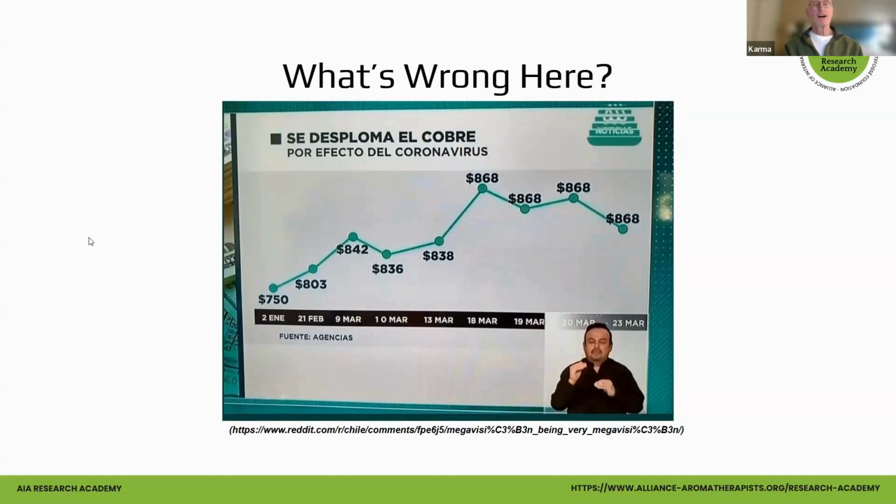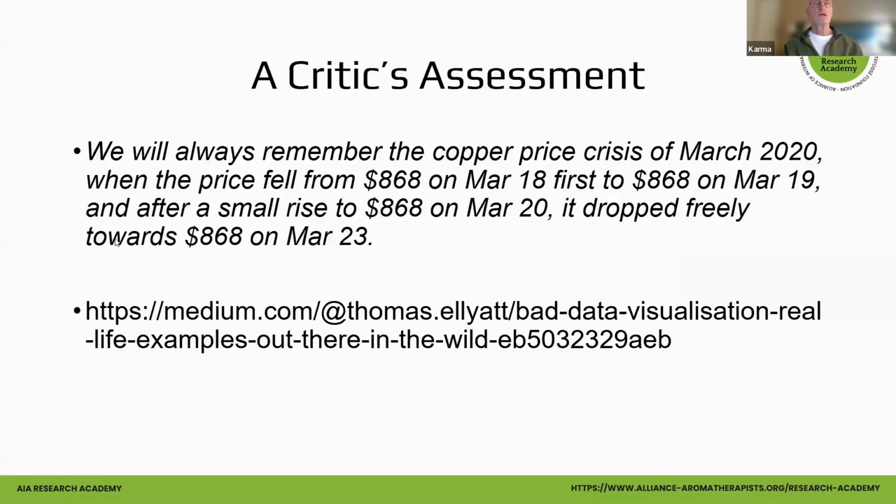It's all the same. One critic had a humorous analysis of this. We will always remember the copper price crisis of March 2020, when the price fell from $868 on March 18th, first to $868 on March 19th. And after a small rise to $868 on March 20th, it dropped freely towards $868 on March 23rd. So this is just nonsense. I think they thought if they made a straight line, it wouldn't be as impressive.